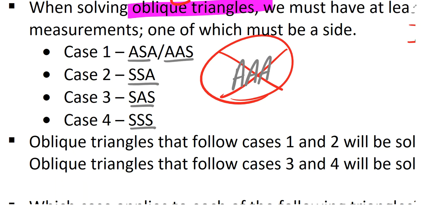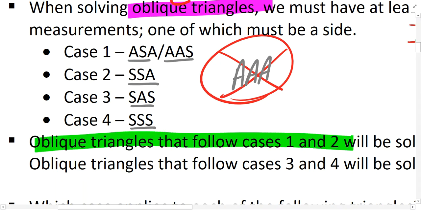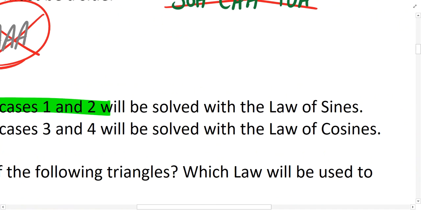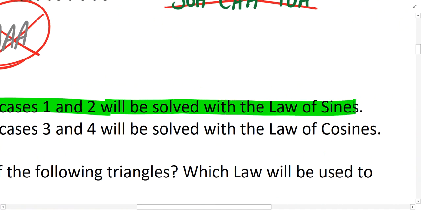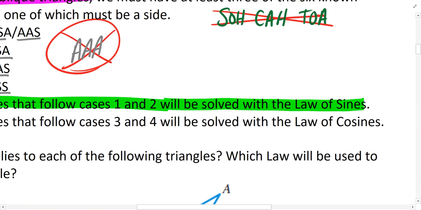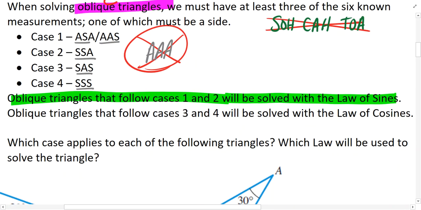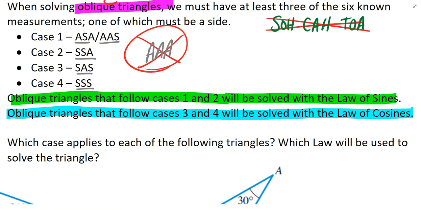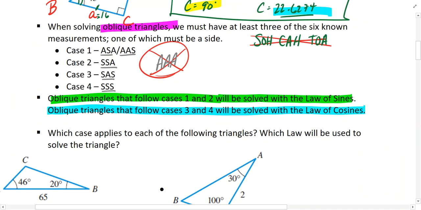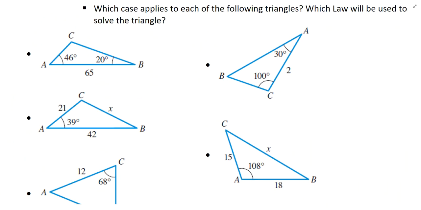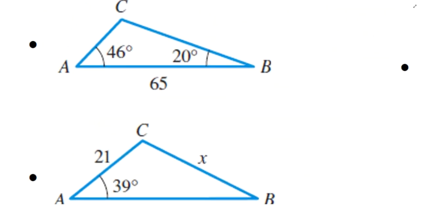What I would like for you to note at this point is that oblique triangles that follow case 1 and 2 will be solved using what we call the law of sines, and we'll introduce that in just a moment. The law of sines is used for case 1 and case 2, while the law of cosines is going to be used for cases 3 and 4. And before we introduce the law of sines and the law of cosines, let's quickly decide which case is associated with each of these triangles.